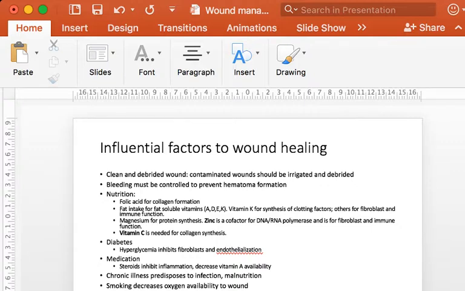In terms of medications, steroids inhibit inflammation, which is the first phase of wound healing. They also decrease vitamin A availability, and vitamin A we know is important in fibroblast formation and activity. Chronic illnesses predispose to infection and malnutrition, and smoking decreases oxygen availability to the wound.